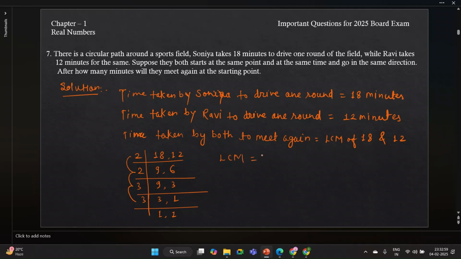So directly I'm writing it here. LCM would be 36. Therefore, we can write: time taken by both to meet again is after 36 minutes.